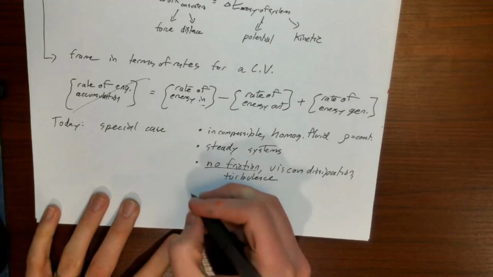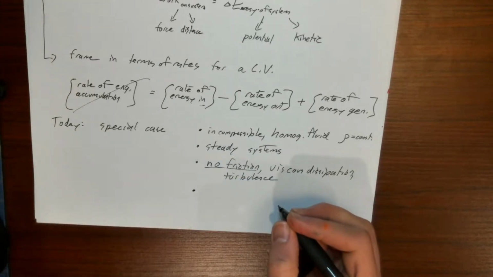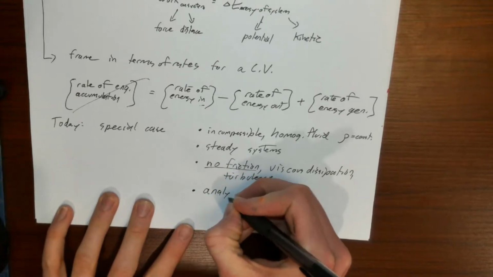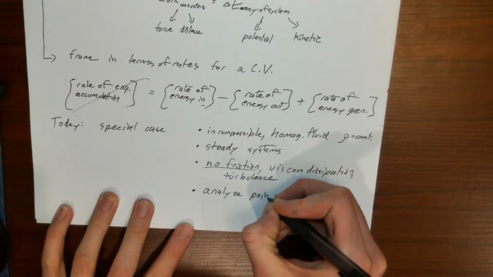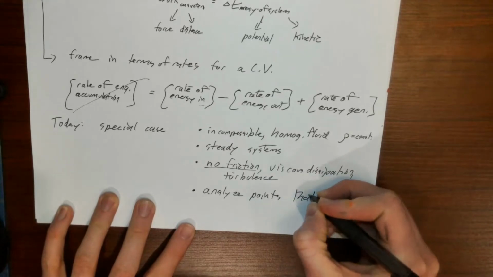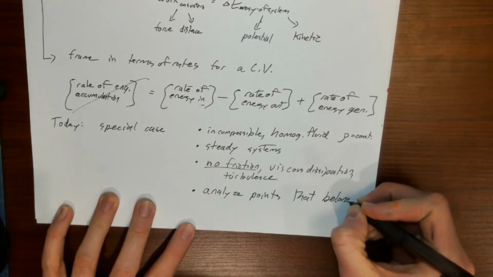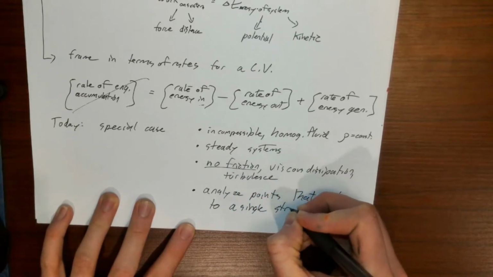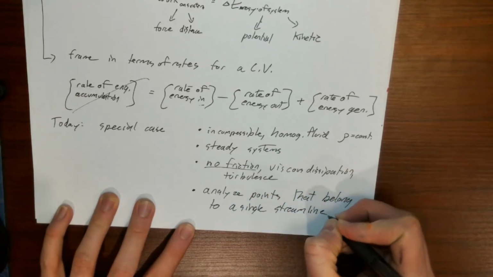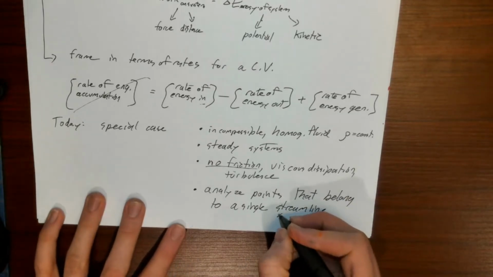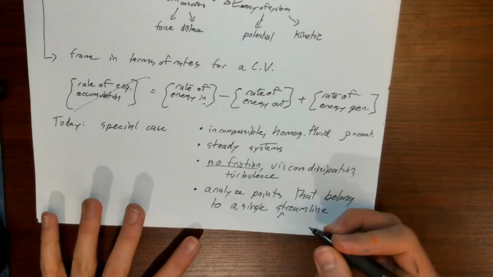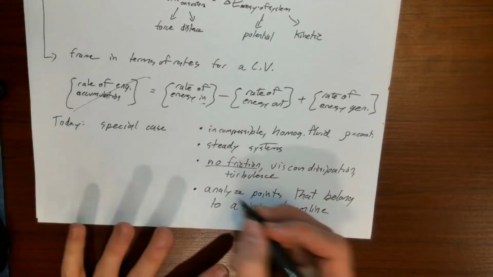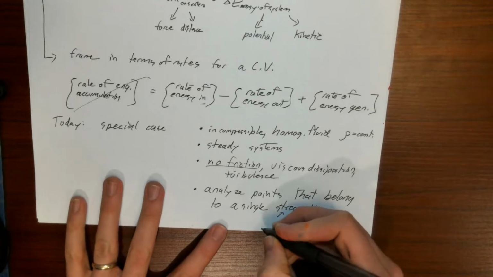And then the final thing is we're going to analyze points that belong to a single streamline. And by streamline, I mean this is essentially like a path that a fluid particle takes. I guess not strictly speaking, there's a slight difference here, but in steady state, you can consider this like a path of particles.